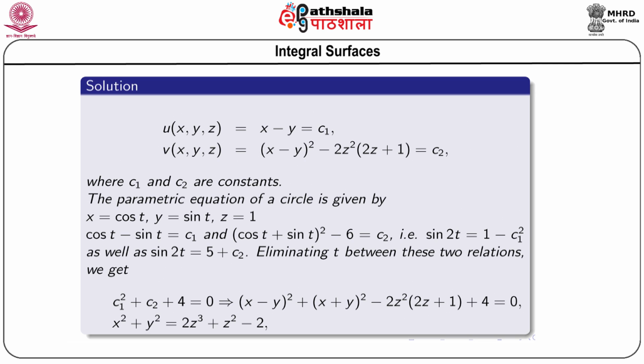From these two equations we can eliminate t to obtain a relation between the constants c1 and c2: c1² + c2 + 4 = 0. Now, if we substitute c1 = x − y and c2 as the expression for v, we obtain a functional relation, and after simplification we get x² + y² = 2z³ + z² − 2. So, this is our required integral, that means this is the system of integral surfaces which are orthogonal to the given system of surfaces, and it also passes through the given circle.